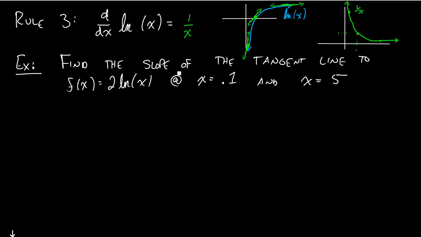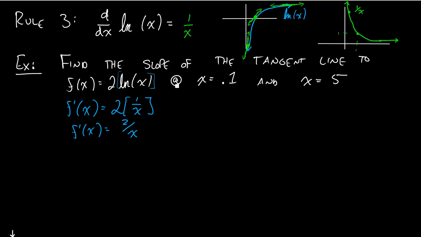Find the slope of the tangent line to f of x equals 2 times the ln of x at x equals 1 and at x equals 5. The first thing we're going to want to find is the derivative. We have a constant, 2, times something that we know how to take the derivative of. So we get 2 times the derivative of the thing in the brackets. So f prime of x is equal to 2 divided by x.